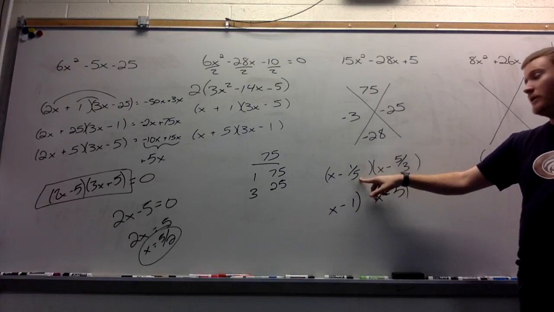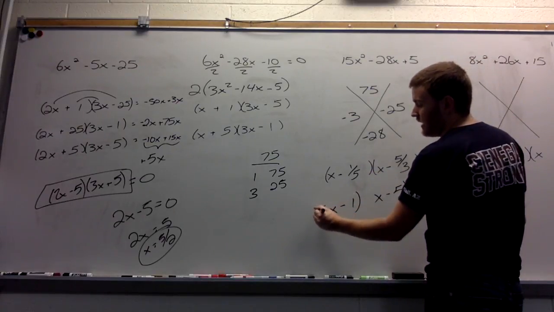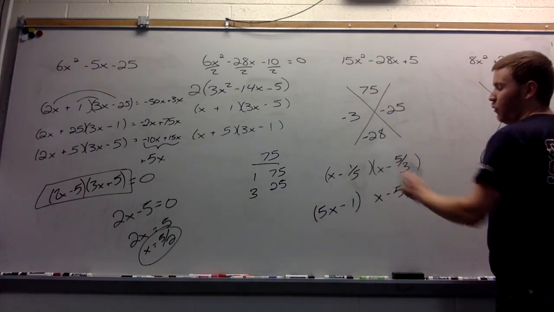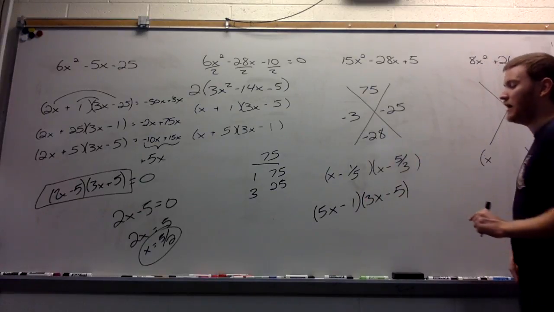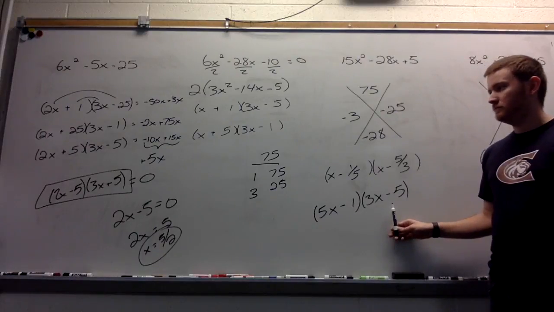The bottom number is actually going to be what is multiplied up front by our x. So if there's a 5 on bottom, it's 5x minus 1. If there's a 3 on bottom, it'll be 3x and then minus your 5. And that will give me my sets of parentheses.